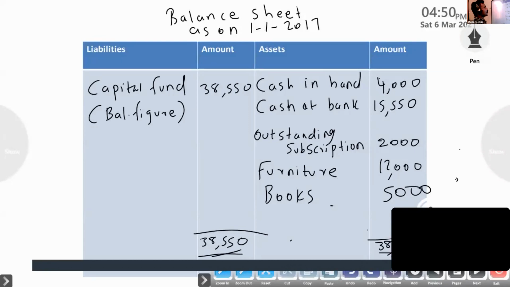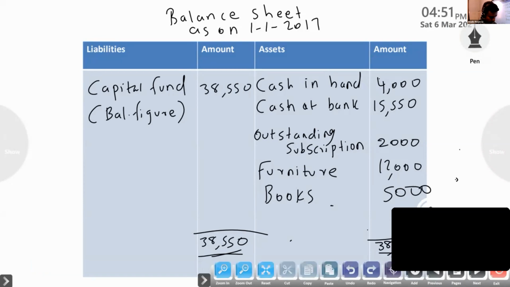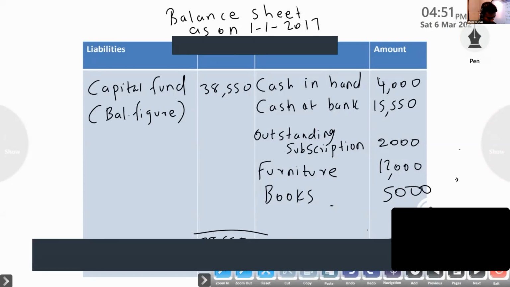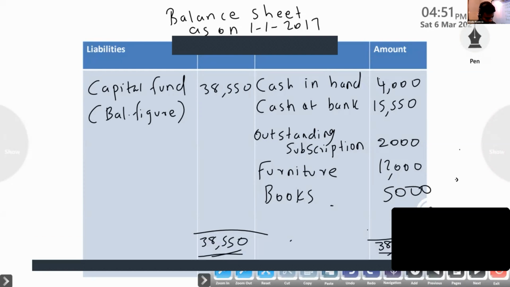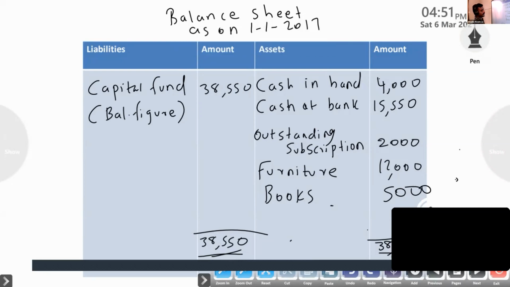Okay. Now closing balance sheet. So that's 716, 711, 12, 15, 16. Okay, this is the opening balance sheet.